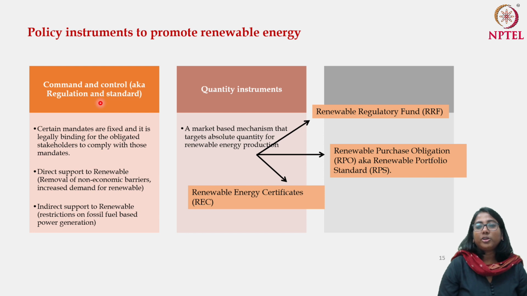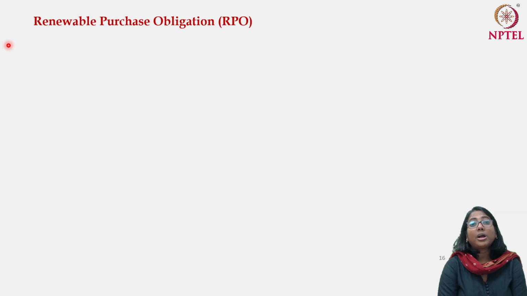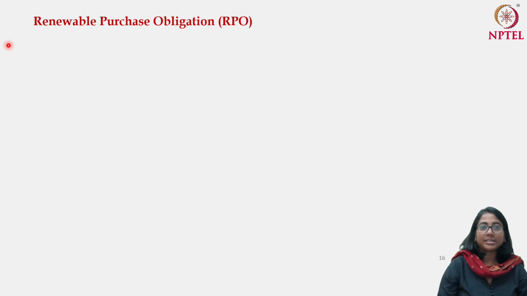This is called the Renewable Regulatory Fund. This is not exactly the same as a quantity instrument, but it also addresses the quality issue of power supply. So we start with the renewable purchase obligation. This is one of the major renewable energy policy instruments implemented in India. Sometimes it is called the backbone of the policy instruments of the Indian renewable energy system.